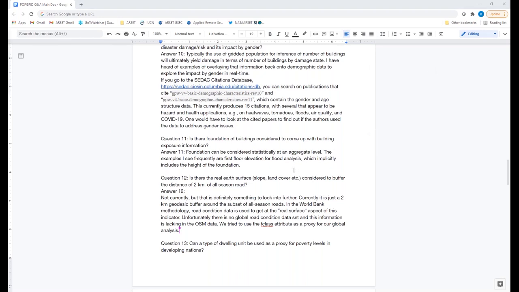Okay, thanks. Question 11 looks like it is about exposure data, so possibly this is for you, Charlie. Is there a foundation of buildings considered to come up with the building exposure information?